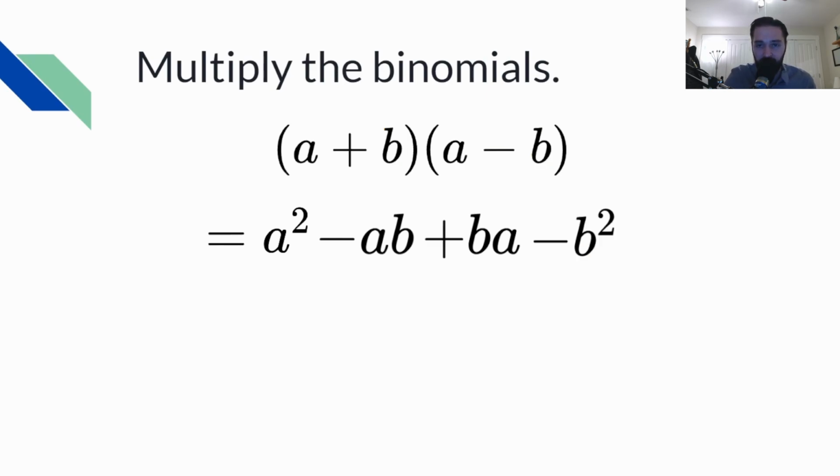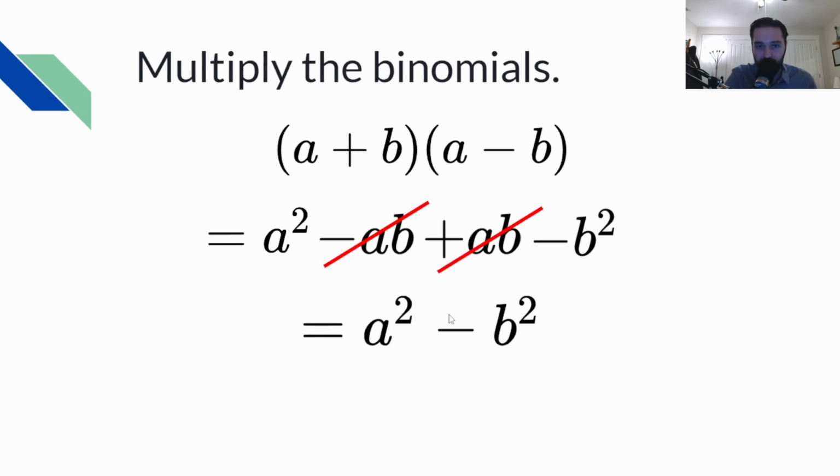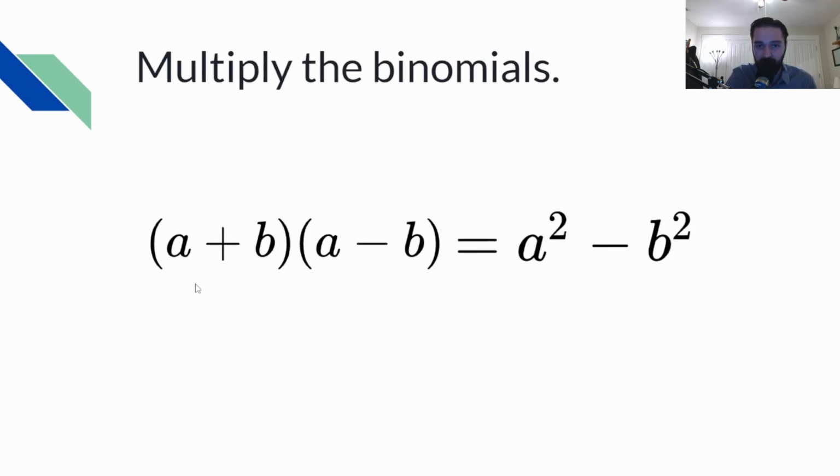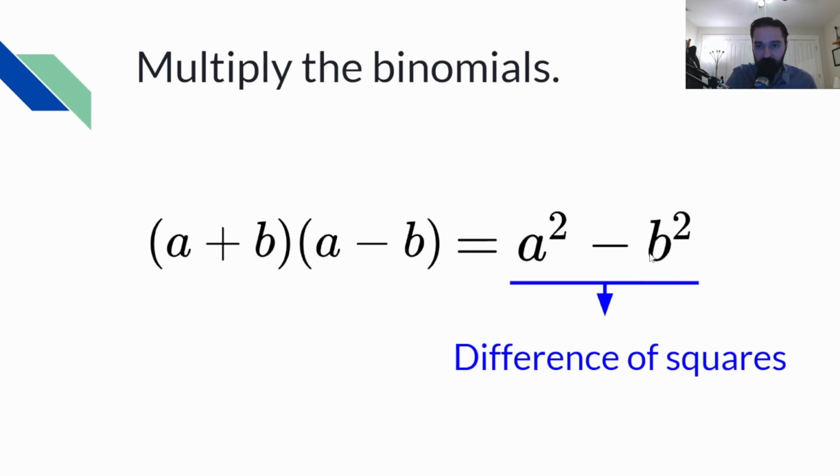Let's take a look at this ba in blue, and let's rewrite that as ab. We can see here that the negative ab and the positive ab are going to cancel. They cancel additively, which leaves me with 0. So I just have a squared minus b squared here. A plus b times a minus b equals a squared minus b squared. This expression on the right is the difference of squares.